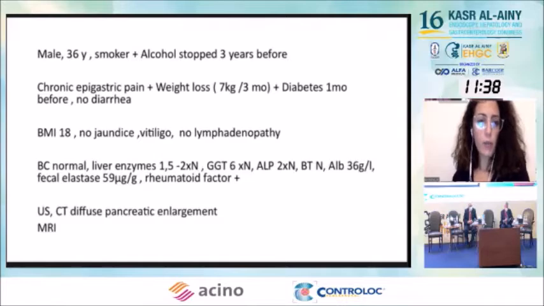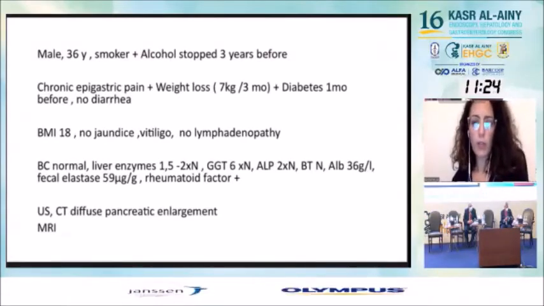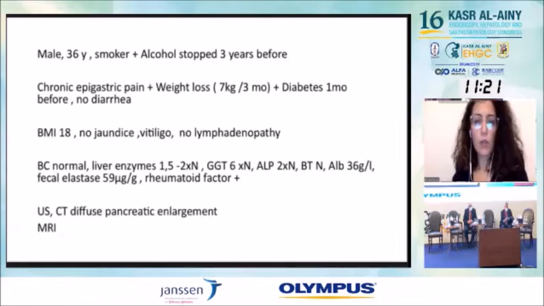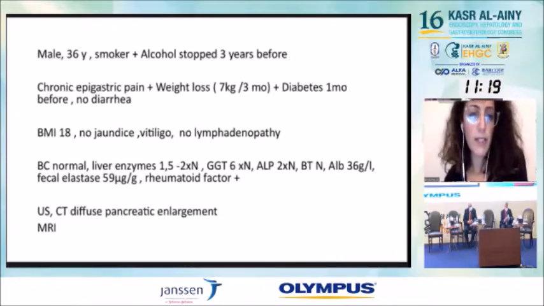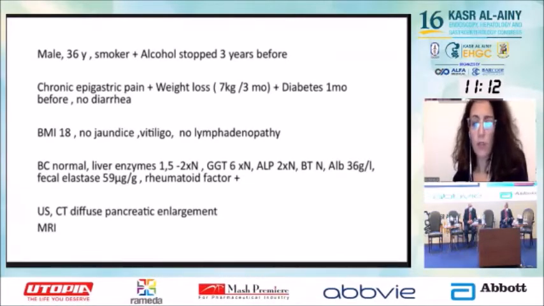His BMI was 18 at entry. He presented no jaundice. He had vitiligo that was not diagnosed before. He presented no lymphadenopathy and no other organ swelling at physical examination, namely no splenomegaly or hepatomegaly. His lab tests were normal for the blood count. Liver enzymes were slightly elevated for cytolysis, but cholestasis was moderately elevated for gamma-glutamyl transferase. His bilirubin was normal, and albumin was 36 grams per liter.